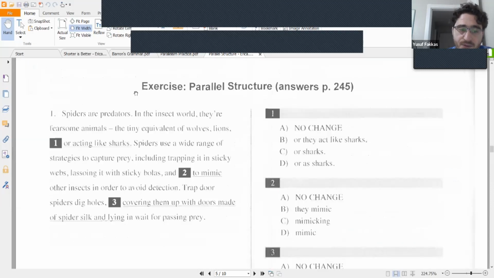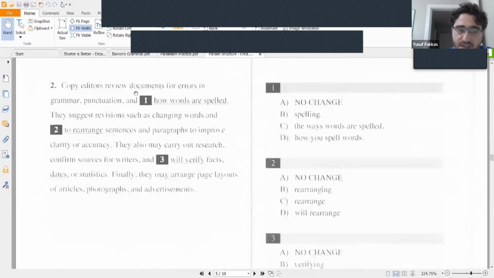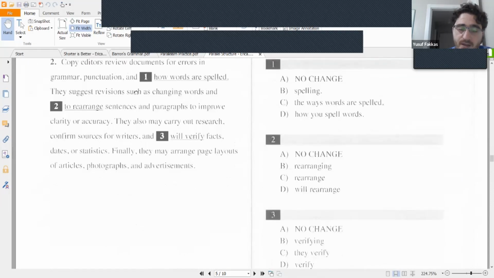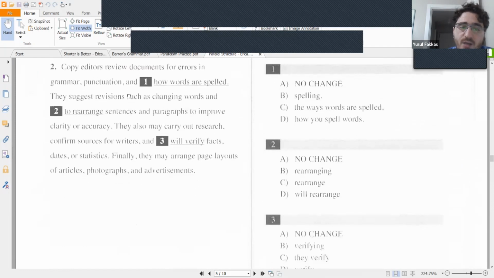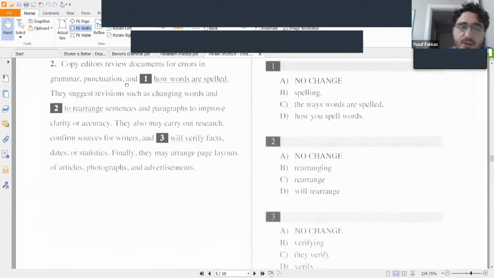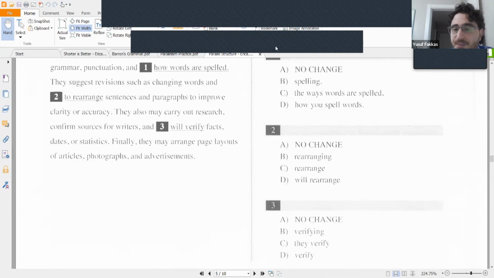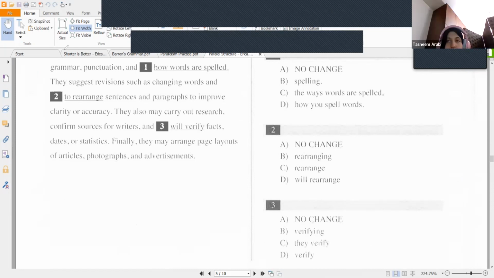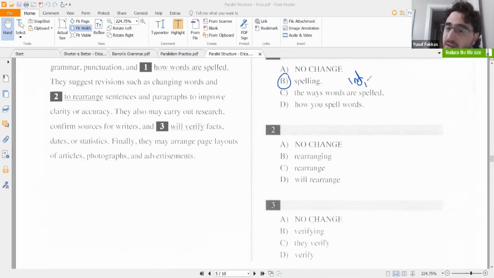Now let's move to the second paragraph here on the same page. Copy editors review documents for errors in grammar, punctuation, and... who can tell me the answer? Spelling. Spelling. Again, what is this question about?